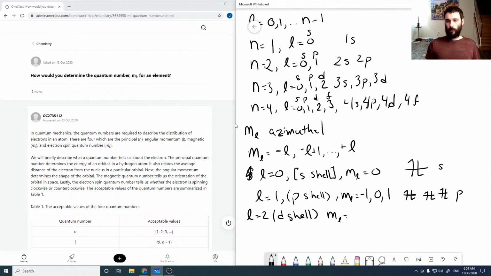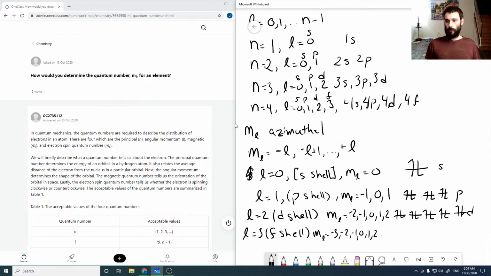we have ML equals minus 2, minus 1, 0, 1, 2. That's the reason we get 5 orbitals, which can hold a total of 10. And in an F shell, we have ML minus 3, minus 2, minus 1, 0, 1, 2, 3. That's why we get 7 total orbitals. So 3, 4, 5, 6, 7, which can each hold 2 for a total of 14 electrons.